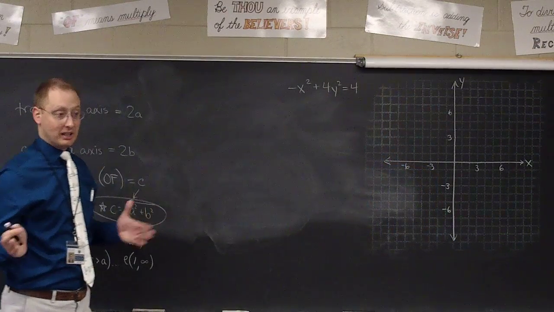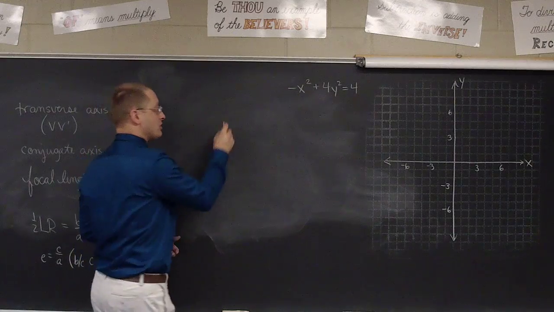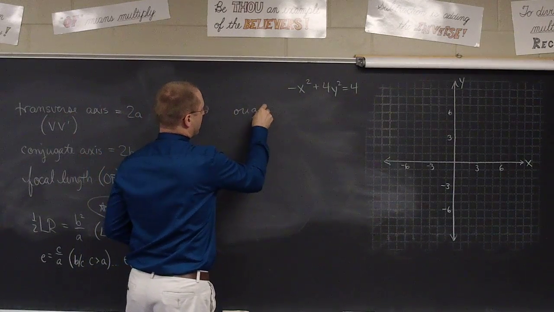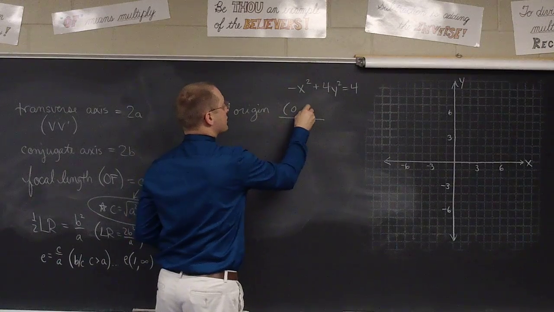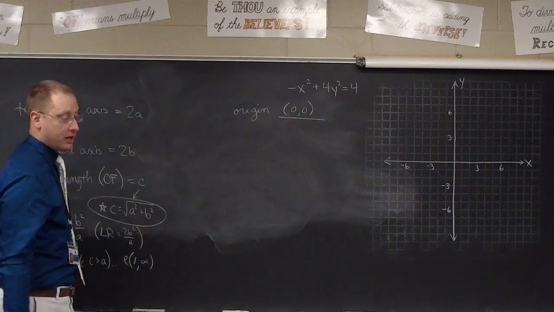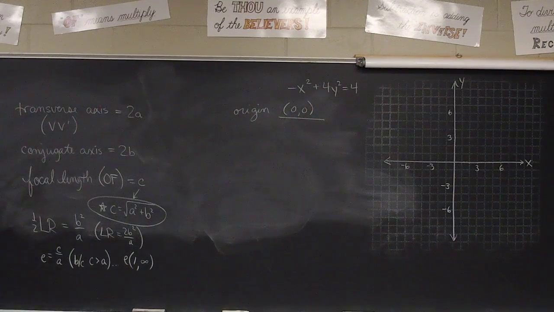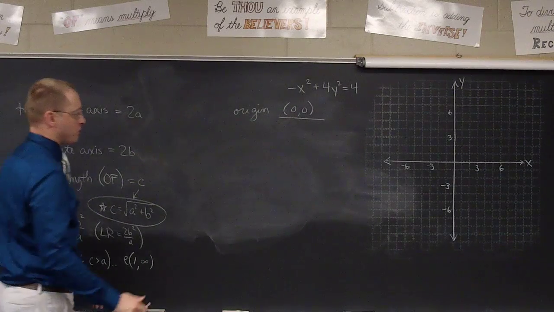Just like for an ellipse, the first thing we always found was, where's the center? For a hyperbola, the first thing we're always going to find is the origin. And for now, it's going to be at the actual origin, 0, 0. You know it's going to get translated, but for now, we're going to start it at 0, 0.